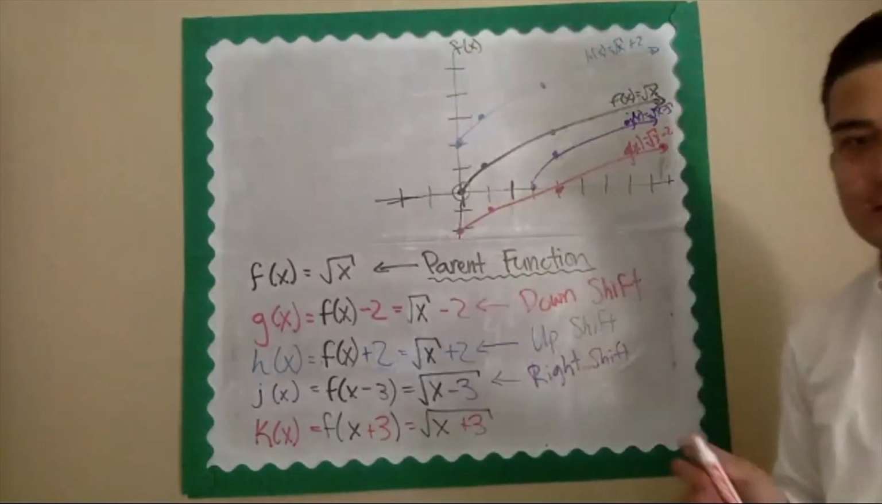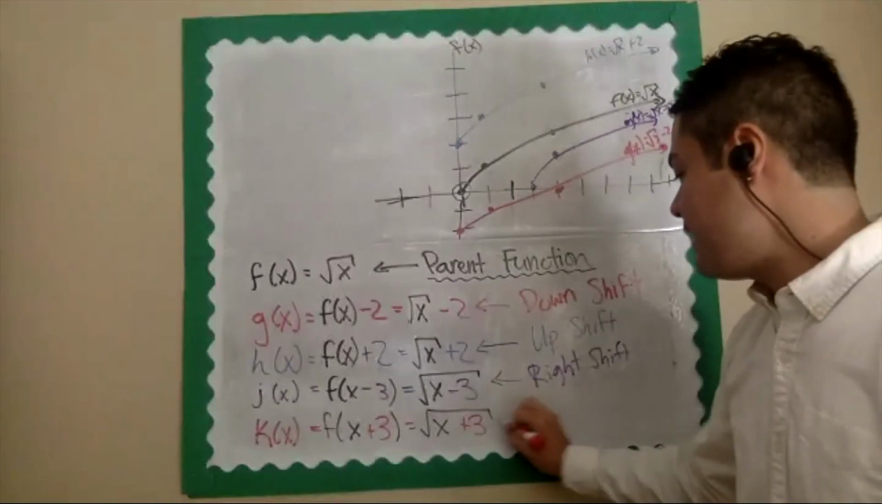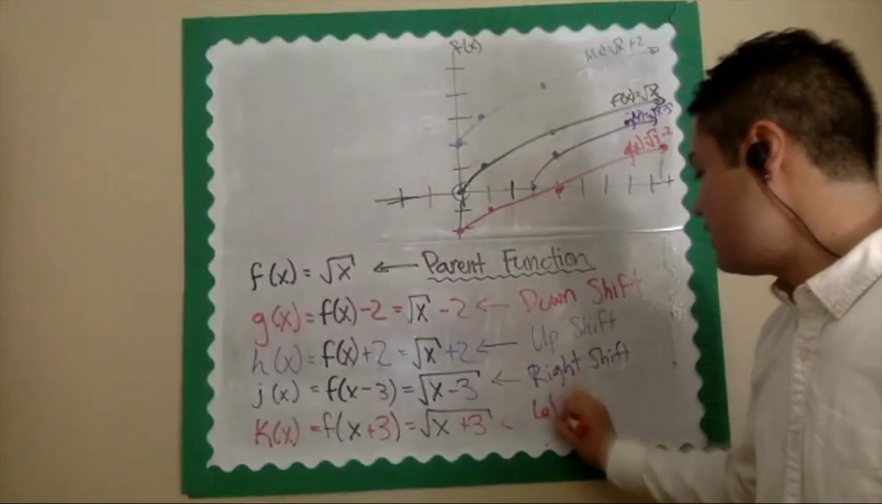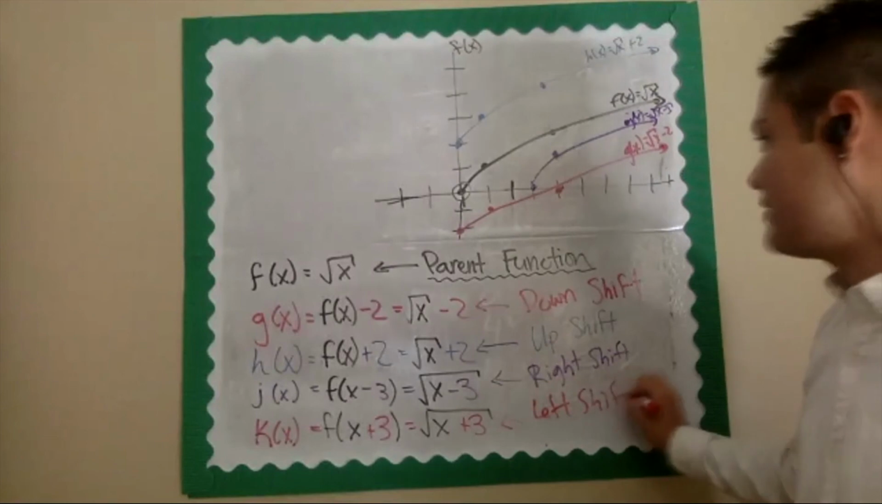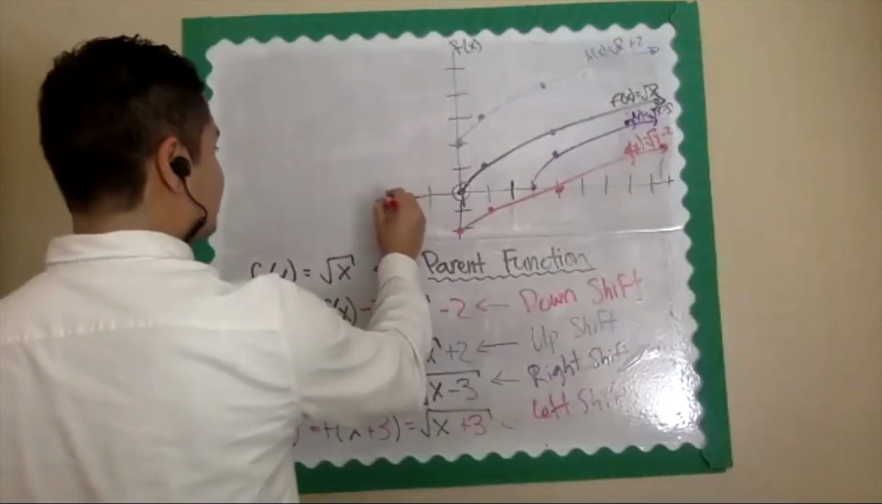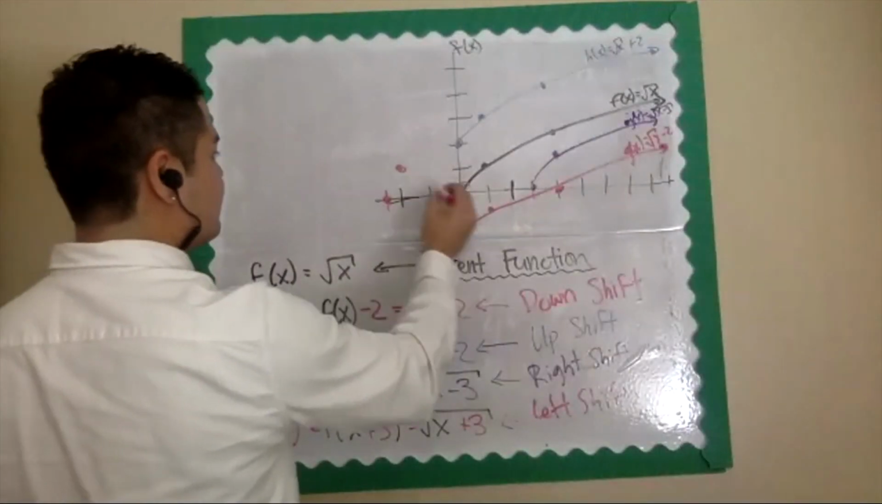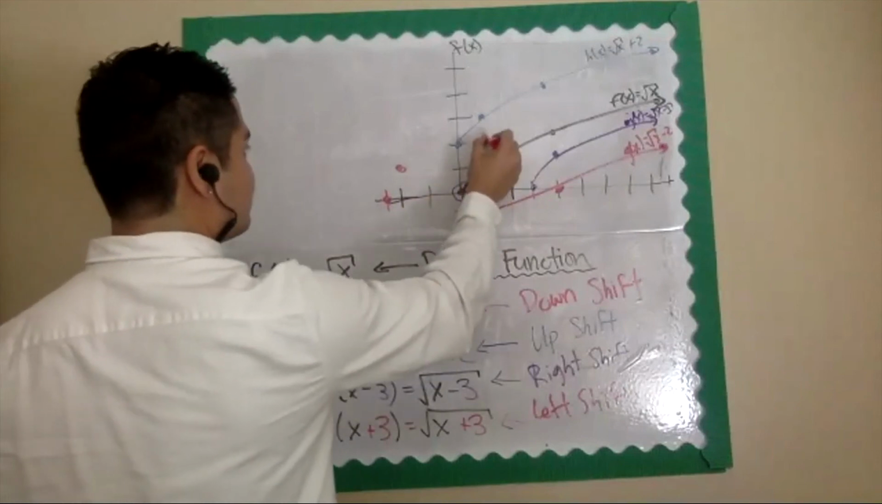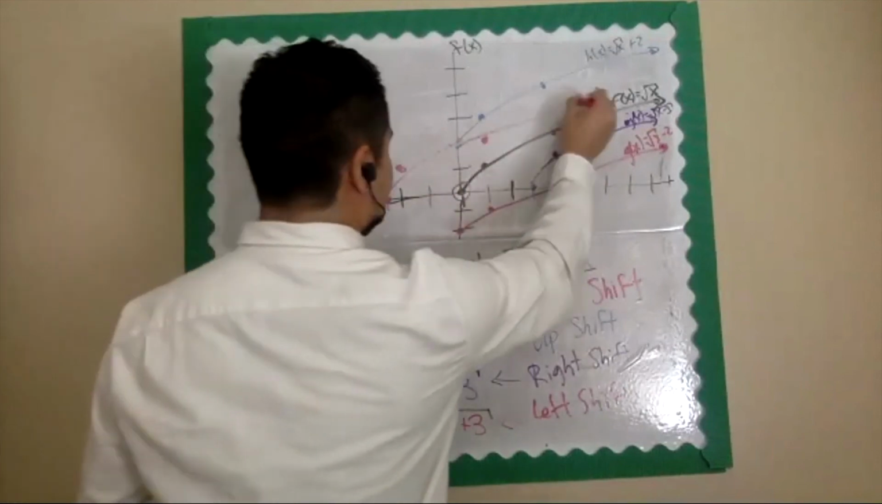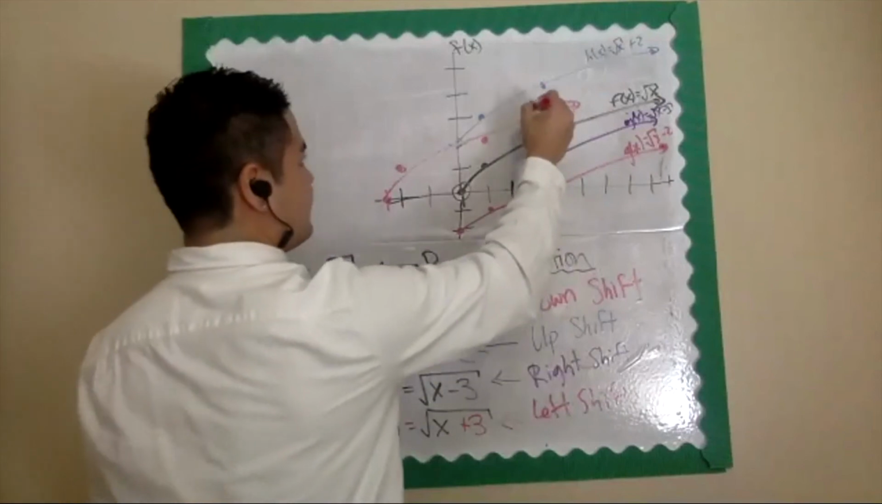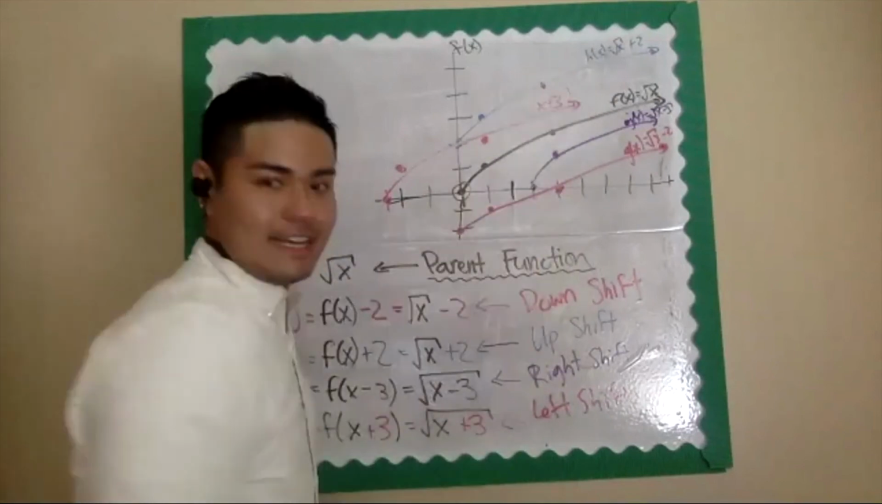And last but not least, we have k of x. The last one is a left shift. So it's going to look like 1, 2, 3, 4, 1, 2. It's going to look like this. And that's x plus 3 on the inside. All right, cool.